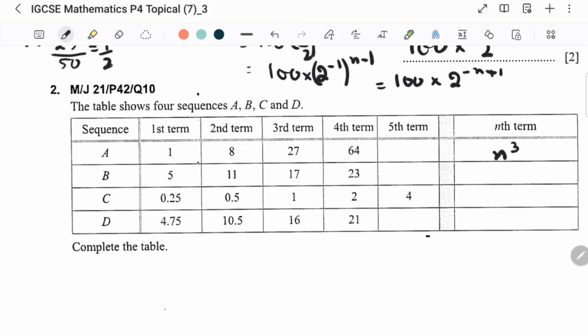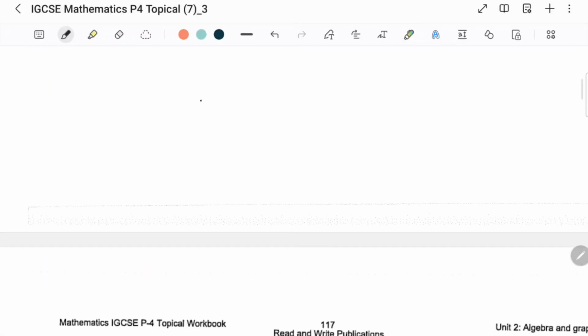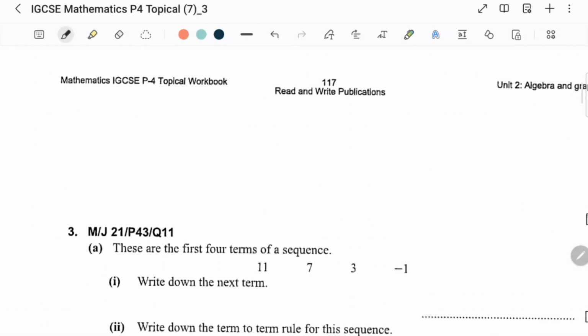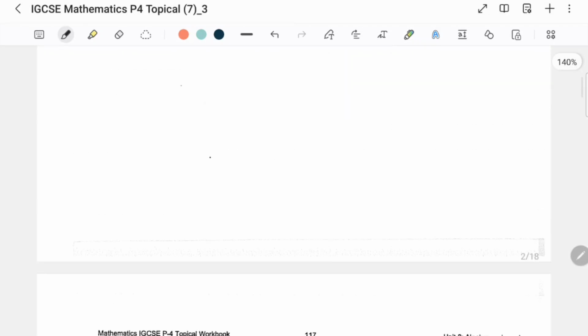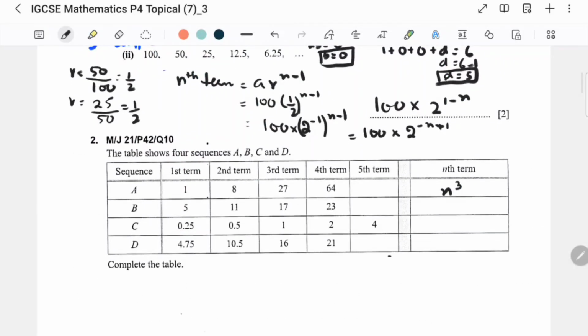If you know, then you can write your answer. It depends on the marks also. They gave the space as well, and it's of 9 marks. So n cubed, and then 5 cubed is 125. Use your calculator if you want.